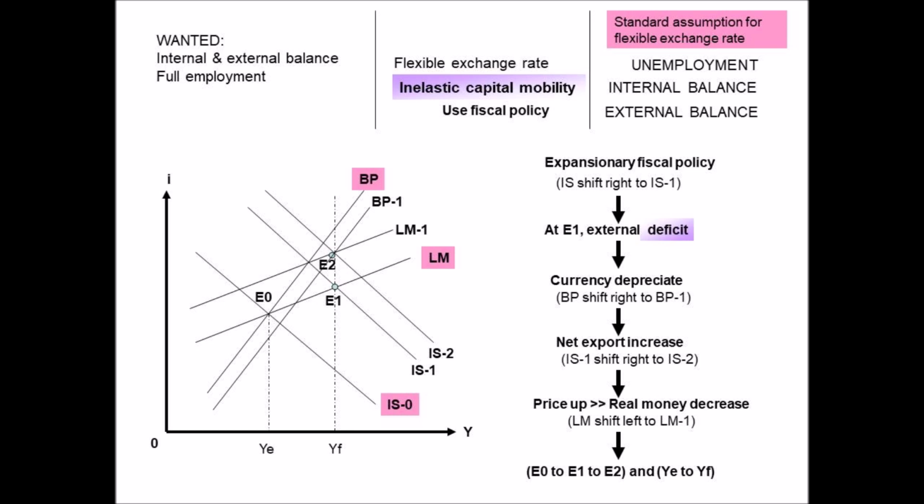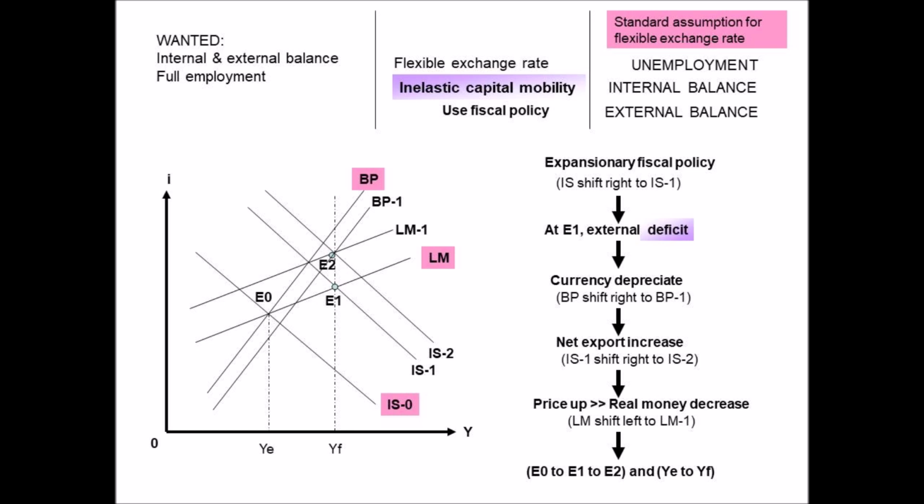Inelastic BP is steeper than LM, just like your supply curve. If inelastic is steeper, elastic is flatter. In this case, you are also instructed to use fiscal policy. As you try to increase your output, you use expansionary fiscal policy. Fiscal policy is the IS curve, so expansionary is a shift right.